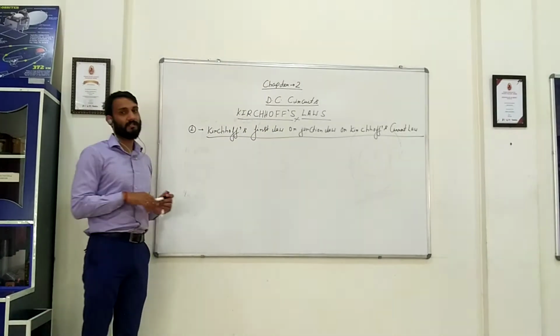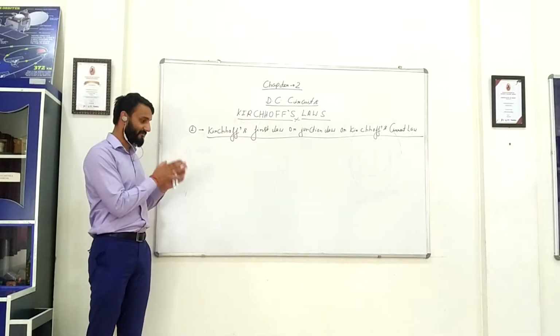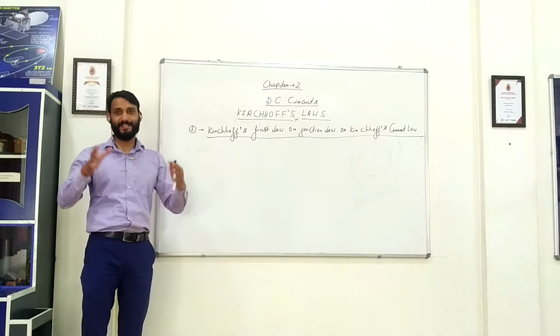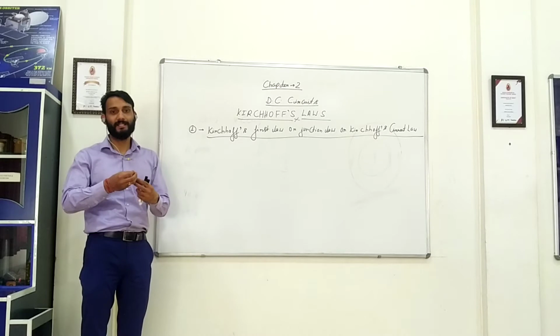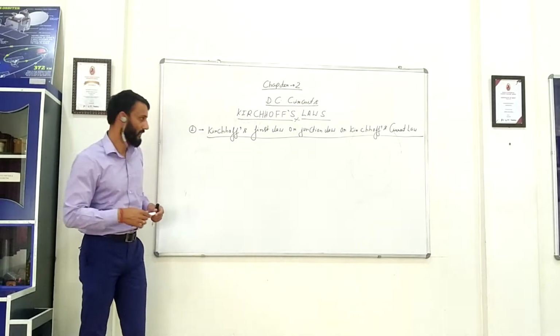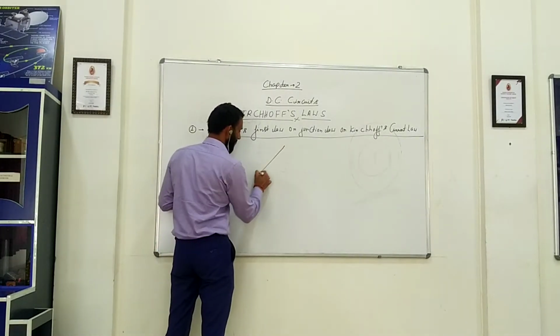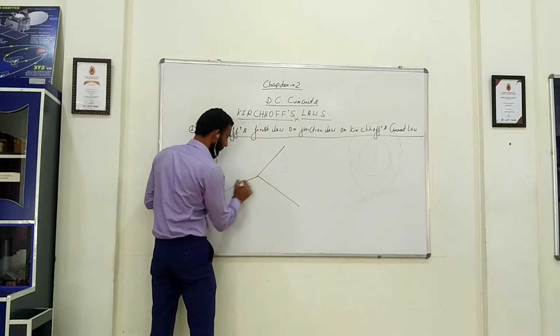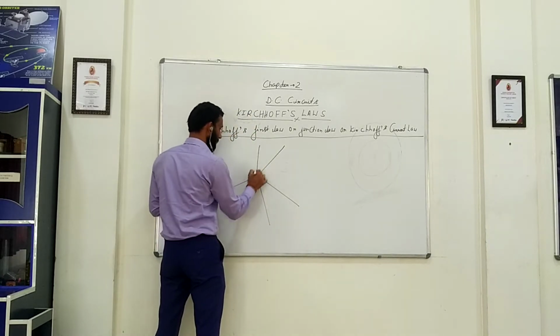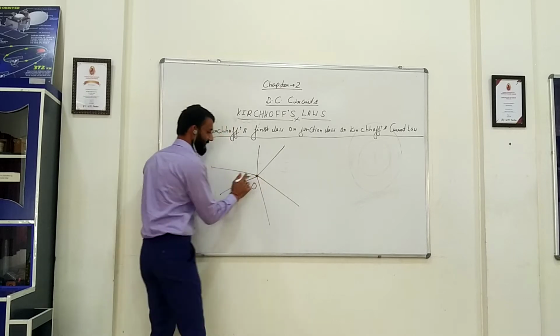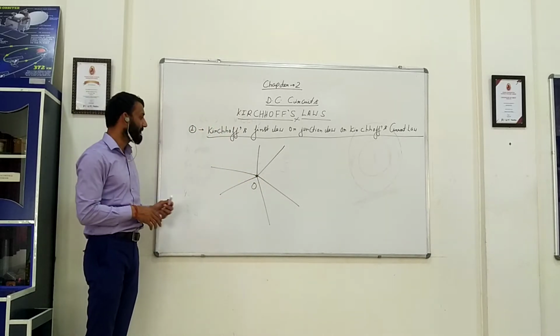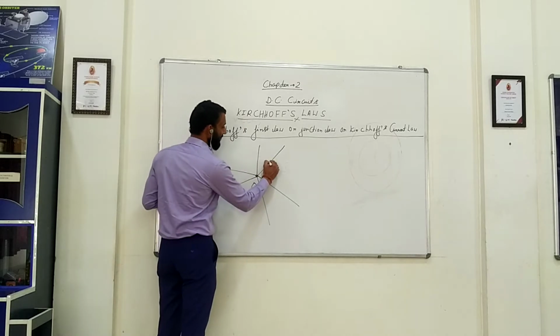Now what is a junction? A junction is a point at which either the currents meet up or the currents go away from each other. If I have to explain it, this point O is a junction. Here some of the currents would be meeting each other.